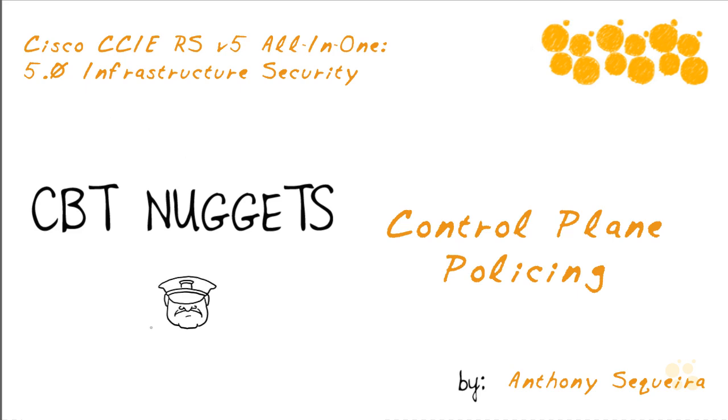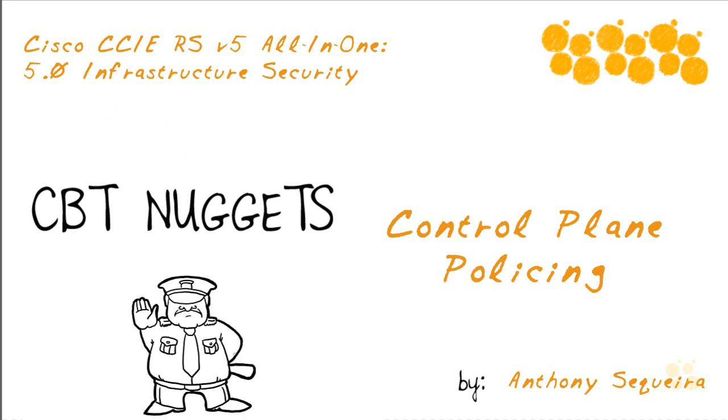Did you ever think about just how easy it would be to bring down a Cisco device? Think about the control plane. Think about how the CPU of the device has to get involved with the control plane traffic. Think about things you're running like OSPF and BGP.